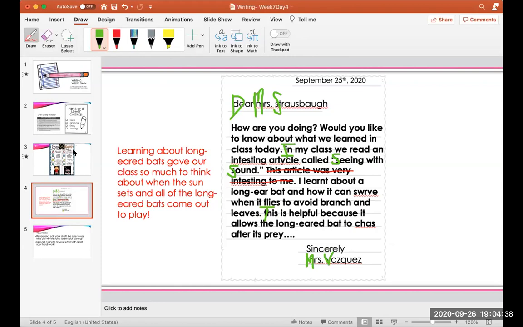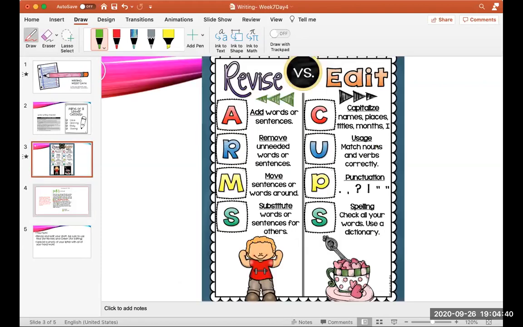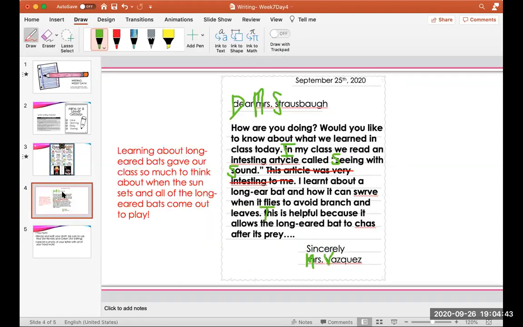So now I'm going to go back and I'm going to see what U is. Match nouns and verbs correctly. Well, all my nouns and verbs were correct, and so I'm good there. But if yours are not, please be sure that they are.